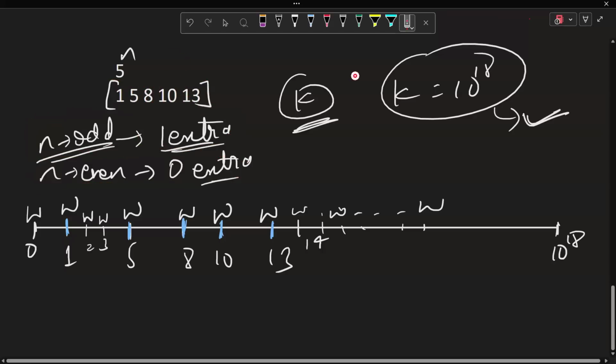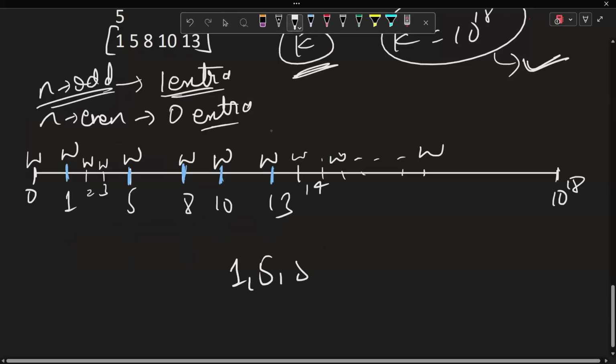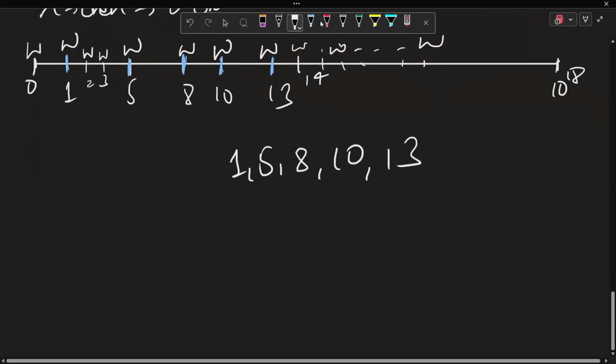Now, you need to pair them up in such a way that their differences are minimum, so that you can minimize the k. Like for this case, how would you pair them? You have 1, 5, 8, 10, and 13. Let's say you paired them up like this: 1 is paired with 8, 5 is paired with 10, and 13 is left, paired with any other.